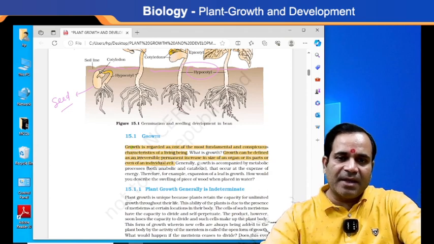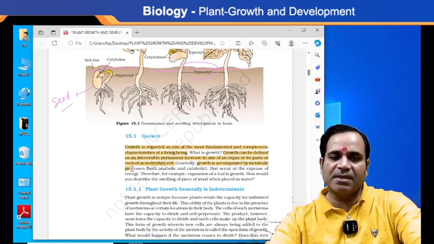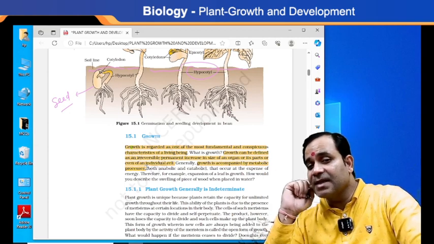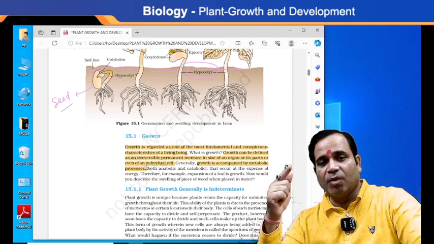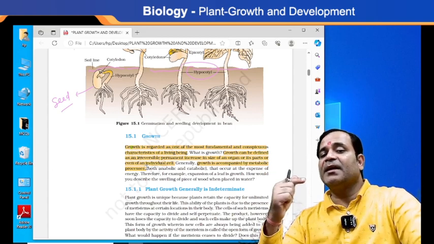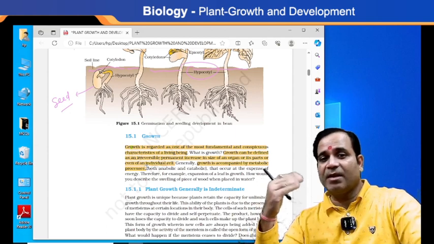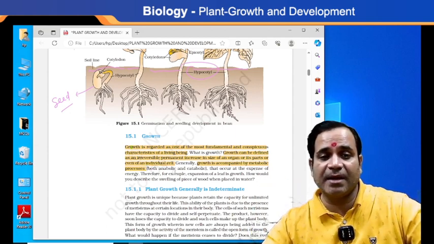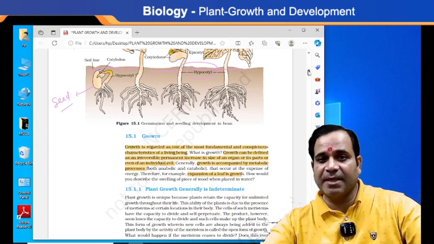Now generally growth is accompanied by metabolic processes. Why do I say metabolic process? Because both anabolic and catabolic processes occur here. For example, the expansion of a leaf is growth. Yes or no? So this is the thing.